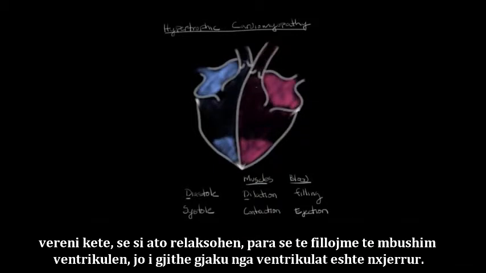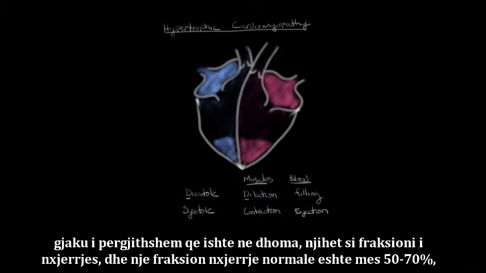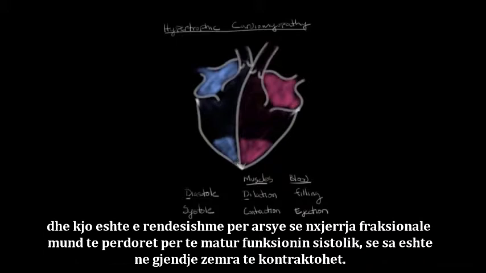And notice that as they relax, before we start getting filling of the ventricles, not all of the blood from the ventricle was ejected. There's a small amount of residual blood that is left in the ventricles after systole. And the amount of blood that was ejected, so this empty space here, over the total blood that was in the chamber, is known as the ejection fraction. And a normal ejection fraction is between 50 and 75%. And this is important because the ejection fraction can be used as a measure of systolic function, of how well the heart is able to contract.